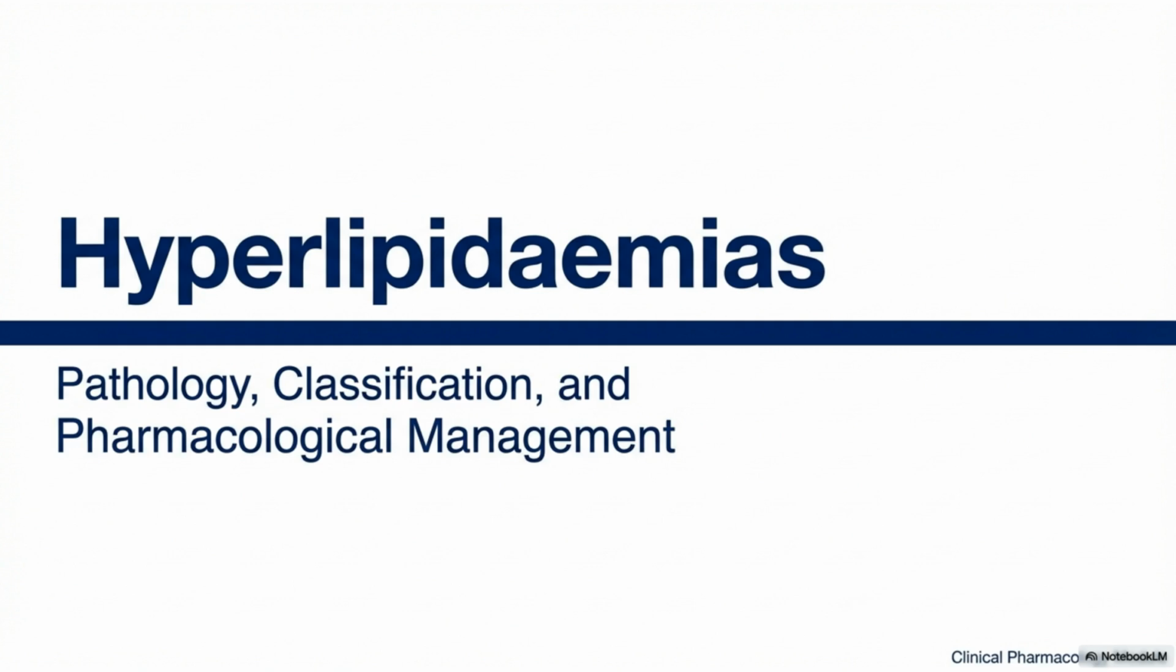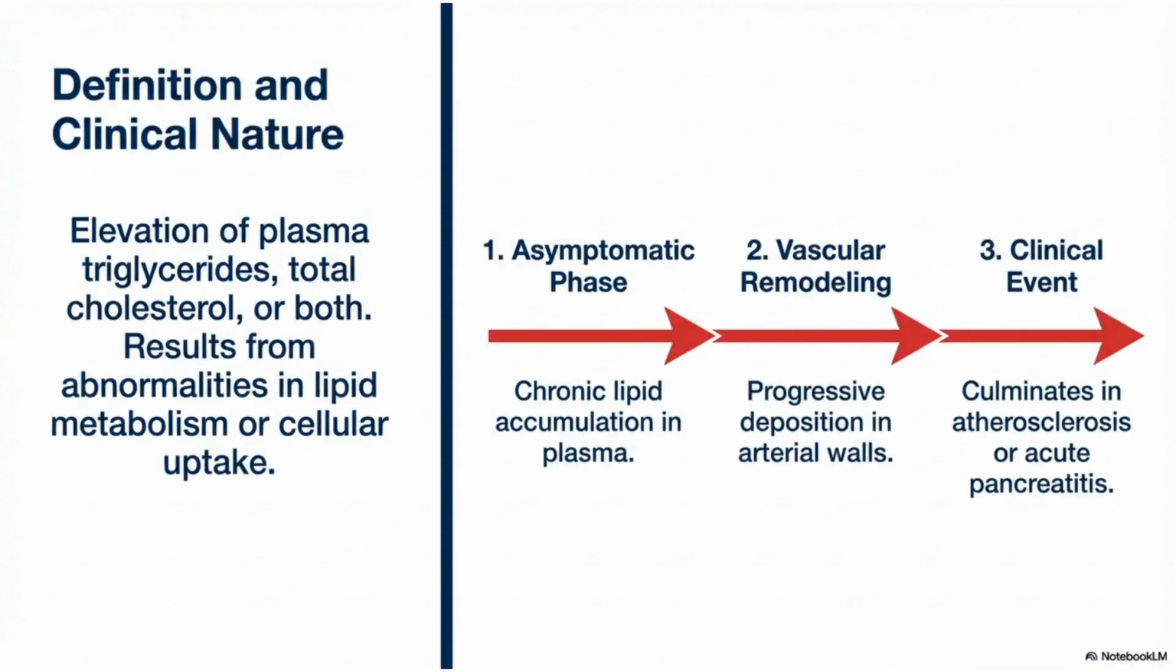Welcome to this video on hyperlipidemias, covering the pathology, classification, and pharmacological management of these conditions. Hyperlipidemia is defined as the elevation of plasma triglycerides, total cholesterol, or both. It stems from abnormalities in lipid metabolism. The condition progresses through an asymptomatic phase, vascular remodeling, and culminates in a clinical event like atherosclerosis.